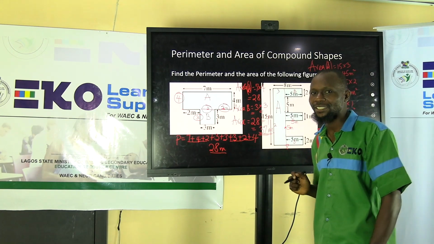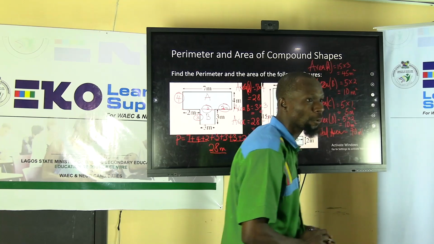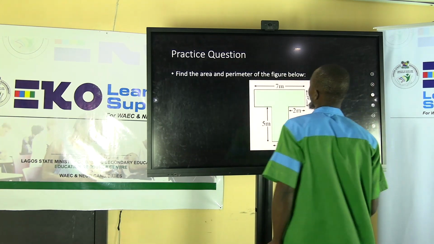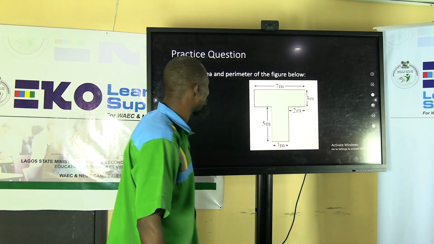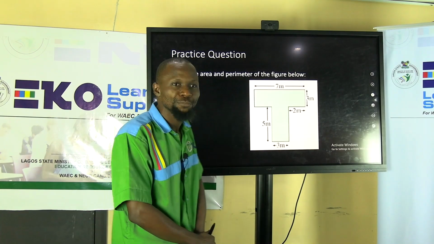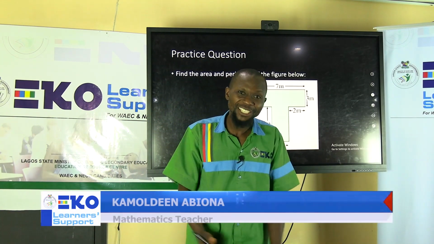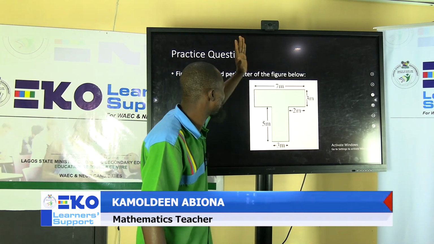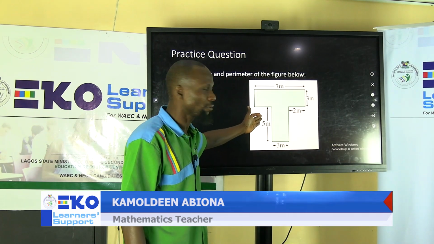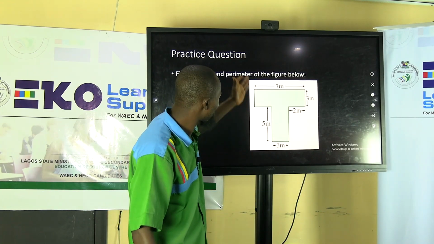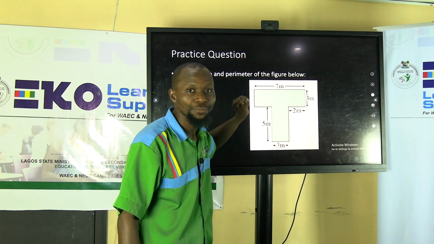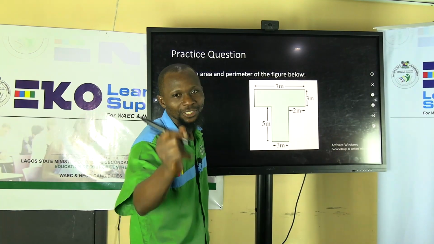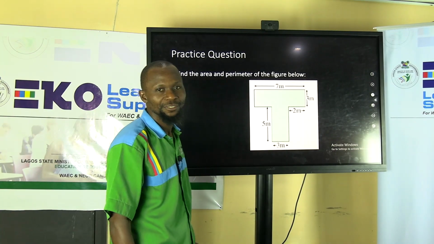I hope you understand that. Yes. So with that, you should be able to look at this practice question. Under 60 seconds, find the area and perimeter of the figure. So this same figure, look at this. So can you find the area and at the same time find the perimeter? So the next 60 seconds for that.